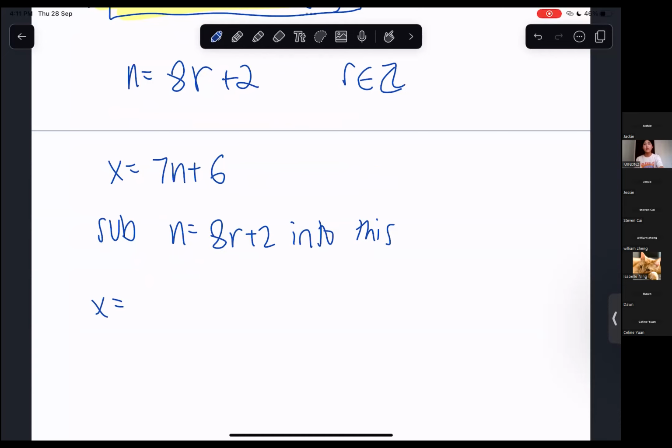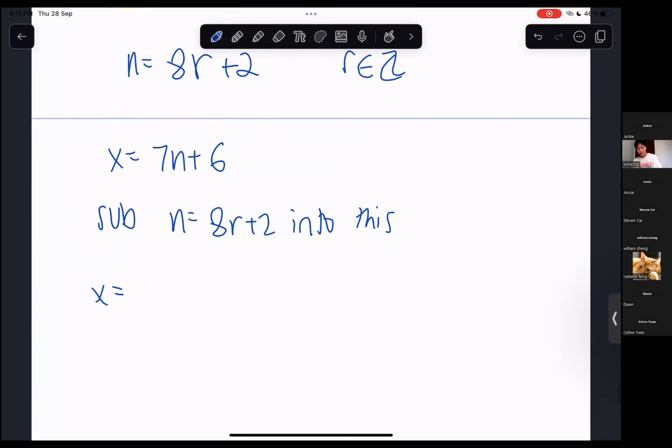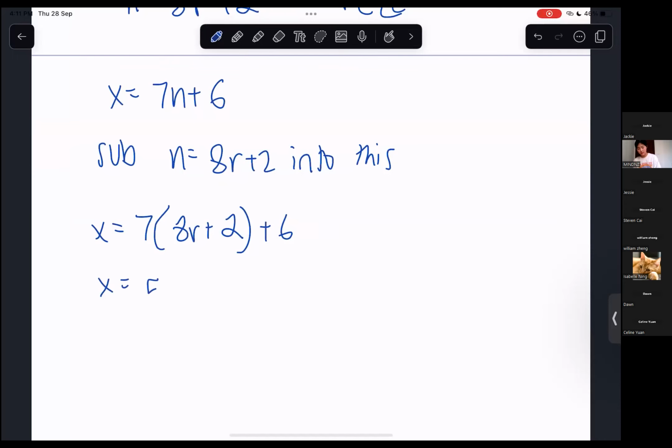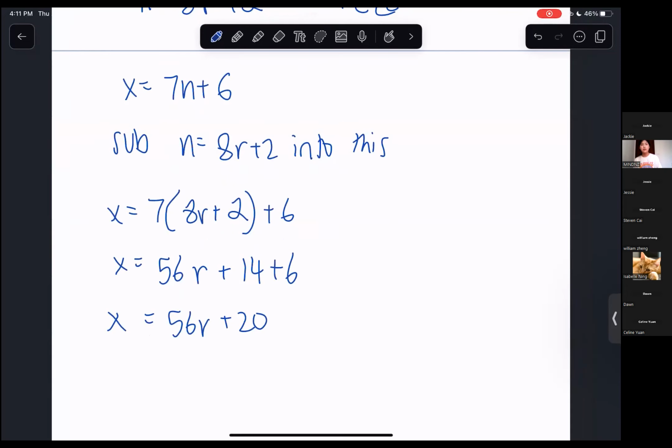Yeah, really good. So, just think about it as we usually would, right? So what we would do is something like this. Instead of n, we write 8r plus 2, and we'd get 56. We times it out, and we get 56r plus 20. And this is good, right?